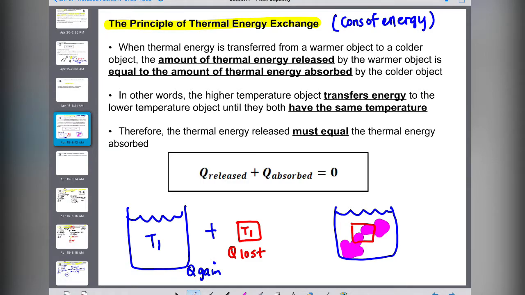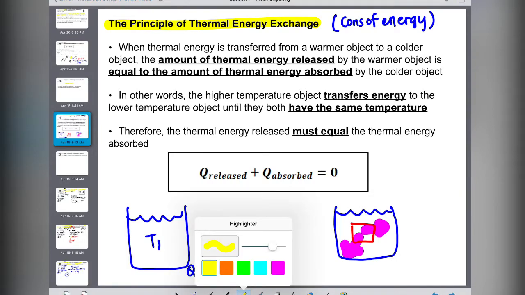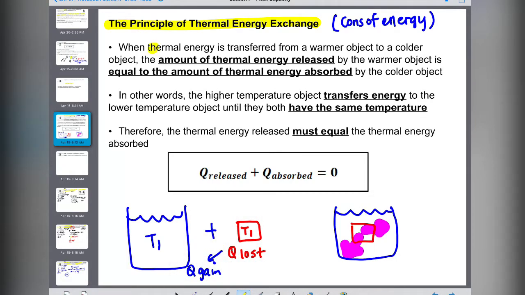Okay, so the first thing you need to understand is the amount of heat that is lost has to be the same as the amount of heat that is gained. And that's what is meant by the principle of thermal energy. If we read the caption at the top, when thermal energy is transferred from a warmer object to a colder object, the amount of thermal energy released by the warmer object is equal to the amount of energy that is absorbed by the colder object. That just makes sense, right?